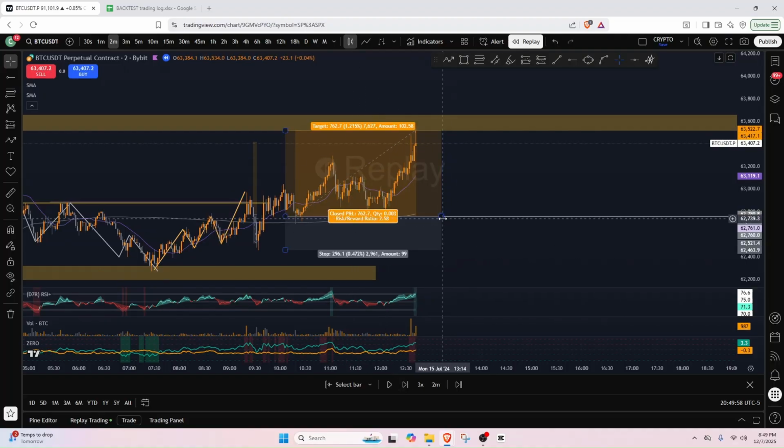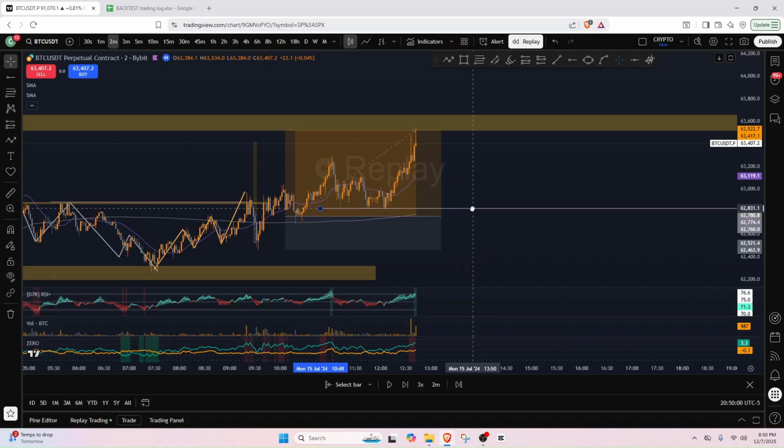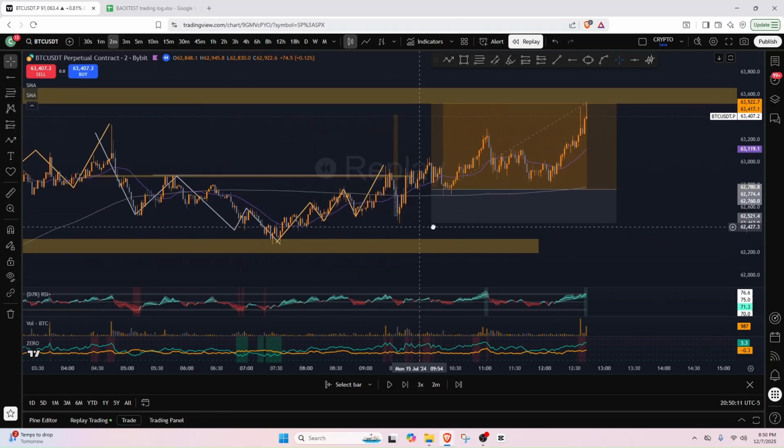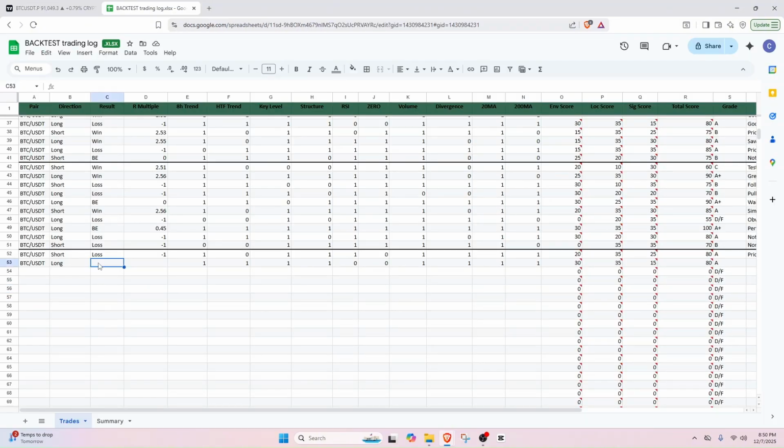Well, the next one is take profit. So I was going to move this up to here just so I could have a little bit of a win and then definitely not have to worry about fees. But here we go. We've got a win. So we definitely have to log this middle loss here. It was a wick. And that will happen.